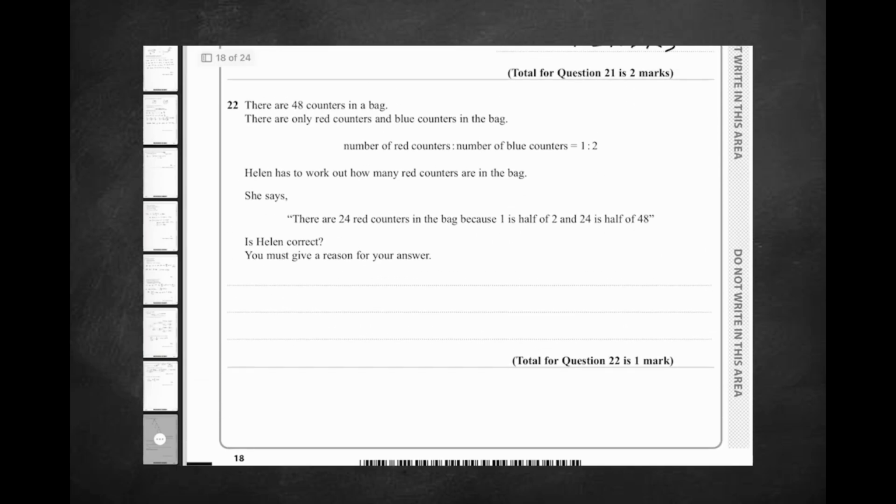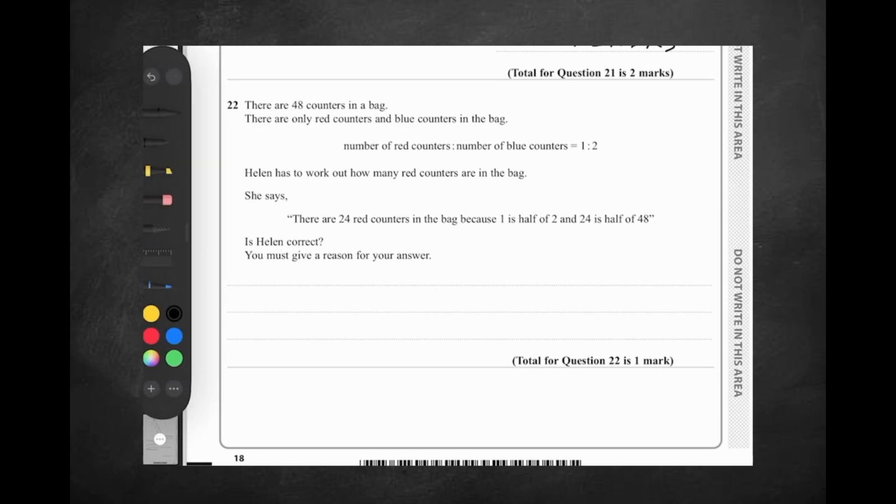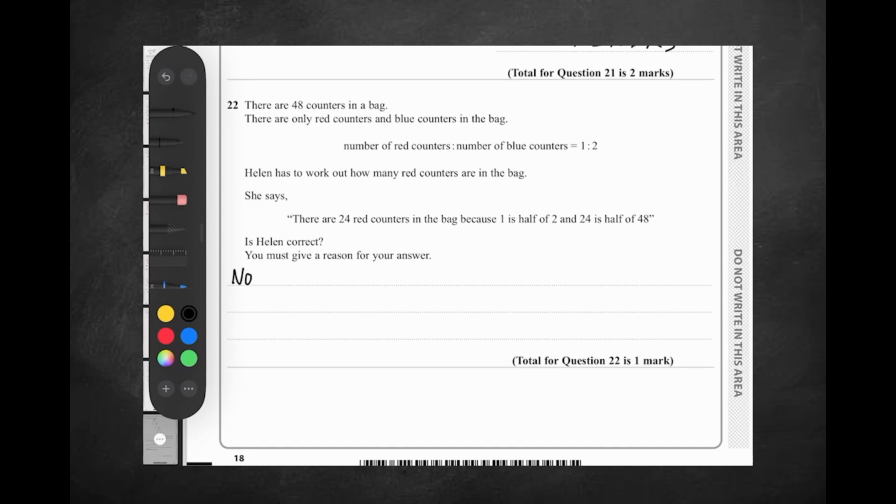Question 22. There are 48 counters in a bag. There are only red counters and blue counters in the bag. The number of red counters compared to the number of blue counters is 1 to 2. Helen has to work out how many red counters are in the bag. She says there are 24 in the bag because 1 is half of 2 and 24 is half of 48. Is Helen correct? No.